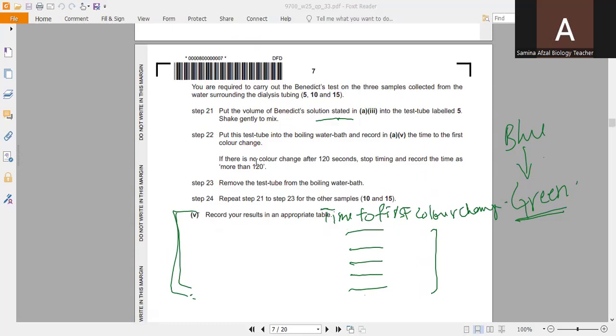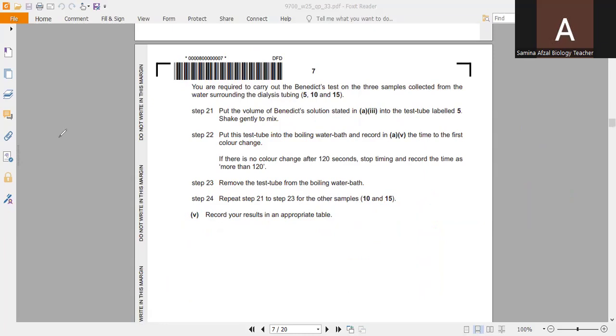Now we are moving towards the next steps. You are required to carry out the Benedict test on the 3 samples collected from the water surrounding the dialysis tubing: 5, 10, and 15. Step 21, put the volume of Benedict solution stated in A3 into the test tube labeled 5. Shake gently to mix. Put the test tubes into the boiling water and record in A5 the time to the first color change. If there is no color change after 120 seconds, stop timing and record the time as more than 120. So you will note down all this timing.